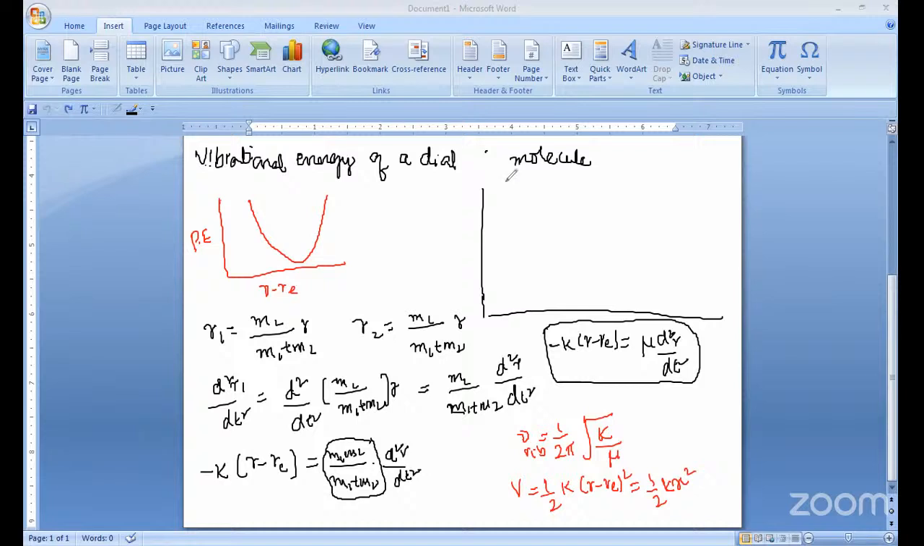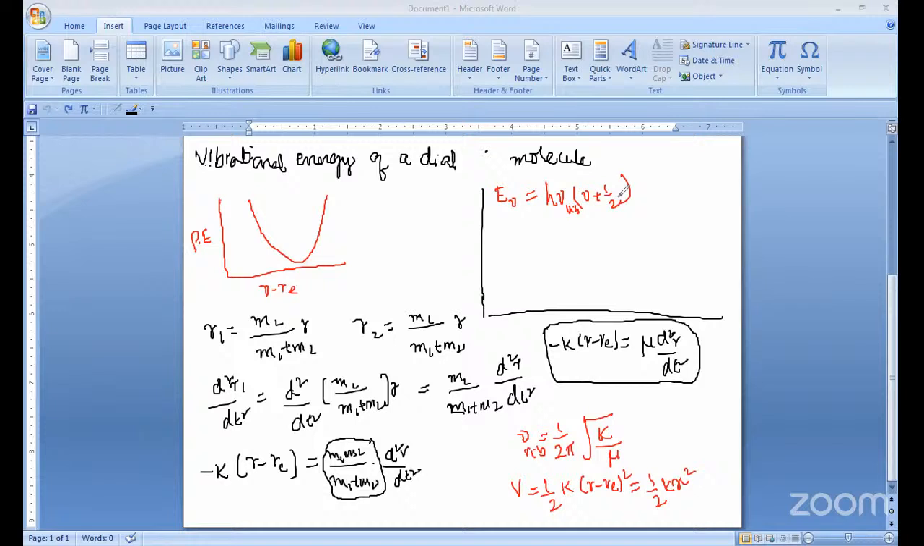We have E = hν. So here we can write the energy of the vibration as hν, where ν is the vibrating or oscillating frequency, into (v + 1/2). So E = hν_vib (v + 1/2).